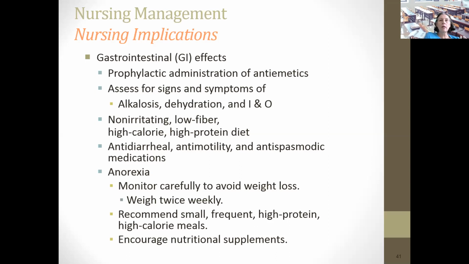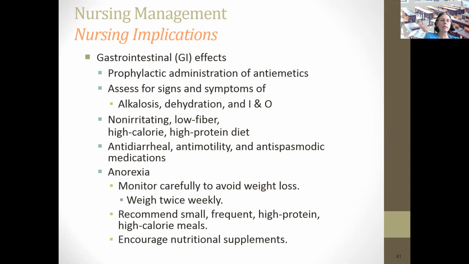If somebody is having a lot of emesis, we want to put them on a non-irritating, low-fiber, high-calorie, high-protein diet. The fiber can cause bloating, abdominal fullness. That's just going to make it worse. The high-calorie, high-protein diet is because they're not going to be eating as much. They feel really bad. They're throwing everything out. So we want to maximize the nutritive value of the things they are getting. We can give them antidiarrheal, antimotility, antispasmodic medications. We're going to talk about emesis more in a minute, so we'll come back to those.